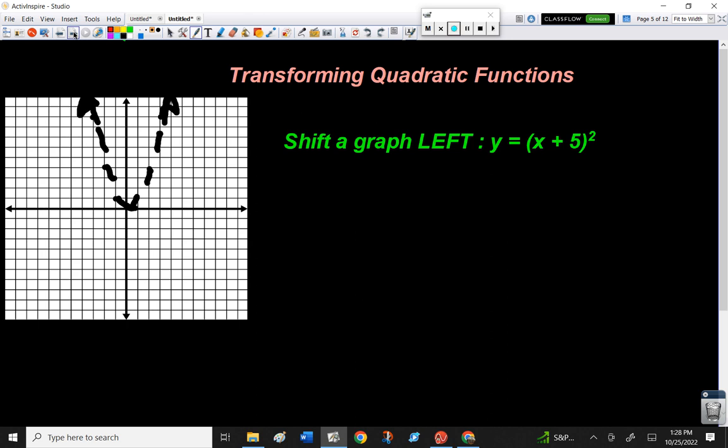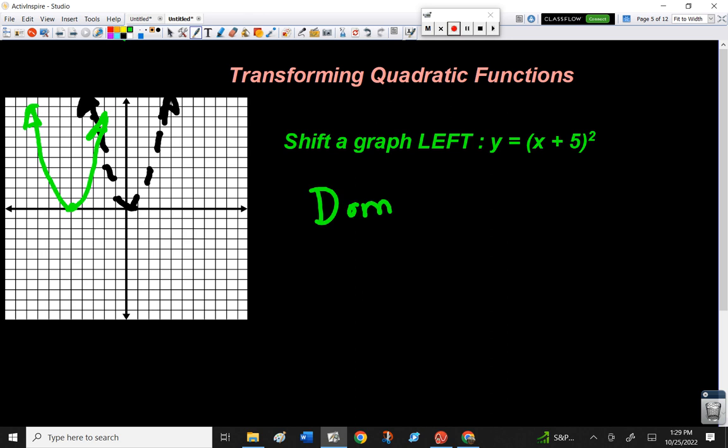Let's go to the next one, shifting things to the left. All right, plus 5. So we're going to shift things to the left 5. So we're going to go 1, 2, 3, 4, 5, put a dot. And now, ladies and gentlemen, we're going to draw a parabola or quadratic.